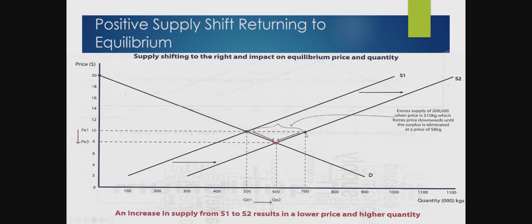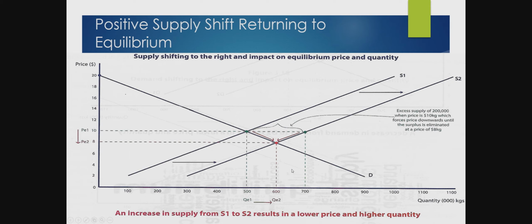So what happens when supply shifts to the right? Well, you're going to realize that demand is going to expand while supply contracts. Why? It's because at the original price of $10, the quantity supplied is 700, while demand is still sitting at 500. So what's going to occur? A surplus, because we have 200 extra units we cannot get rid of.